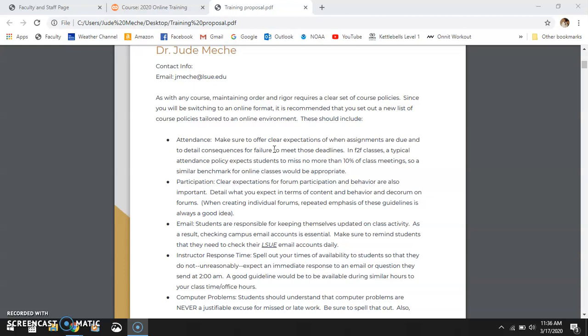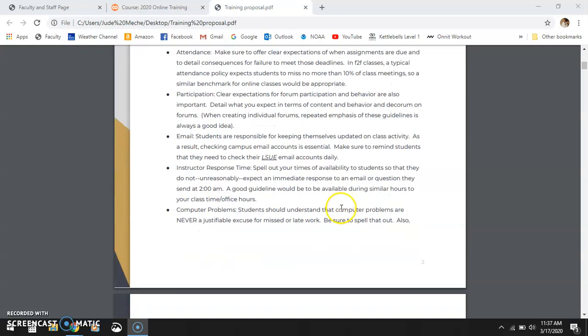Email. Students are responsible for keeping themselves updated on class activity. As a result, checking campus email accounts is essential. You want to remind students of this so that they don't forget. Make sure to remind them that they need to check their LSUE email accounts daily. Remind them that this is the only account that we have for them and that they are responsible for that.